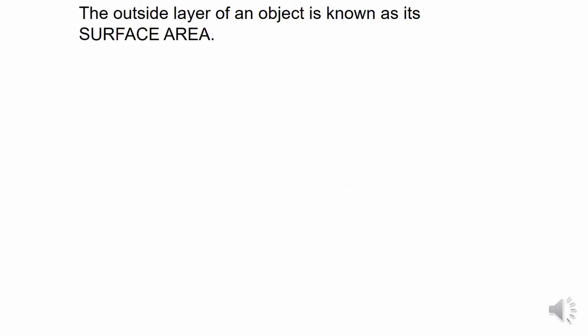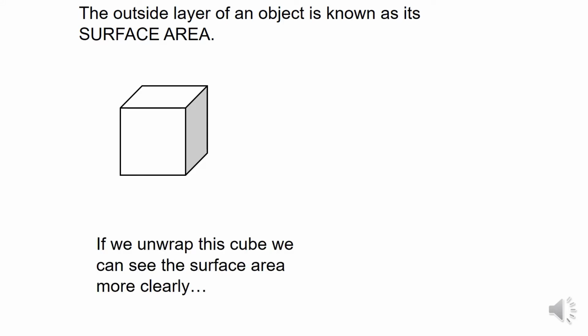Now, I've mentioned this already, and it is the title of our lesson, but the outside layer of an object, substance, reactant, is known as its surface area. So here I've got a cube, and this is a little bit of maths, and apologies if this is telling you stuff that you know already. But we can unwrap this cube so that we can see the surface area more clearly.